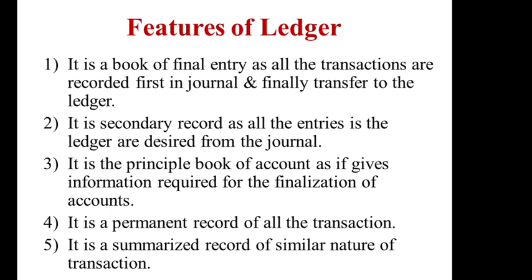Next, it is a secondary record, as all the entries in the ledger are derived from the journal. It means it is the secondary book. Whatever transactions take place in the business are recorded firstly in the journal book, and then they are transferred from the journal into the ledger. Next, it is the principal book of account, as it gives the information required for the finalization of accounts. The information for finalizing the accounts is required from the ledgers.